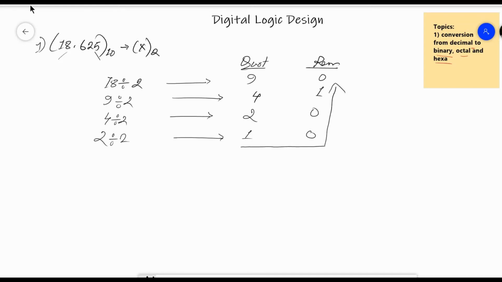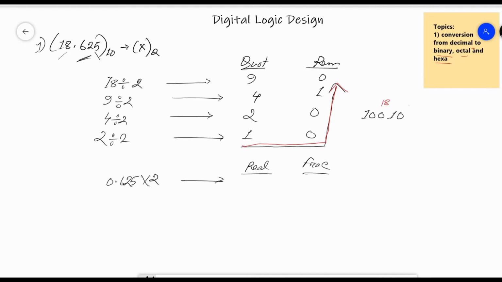So if we convert 18 to binary, we will get 1 0 0 1 0. We move from here to here and then up. This is for 18. And now we have this part left. So we take 0.625 and we'll have to multiply this time instead of the division that we did in the previous stage. So we multiply with the base 2 and we again have two parts, the real part and the fraction part.